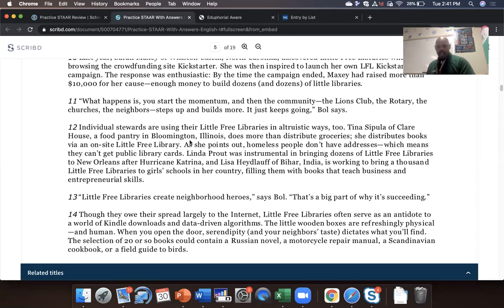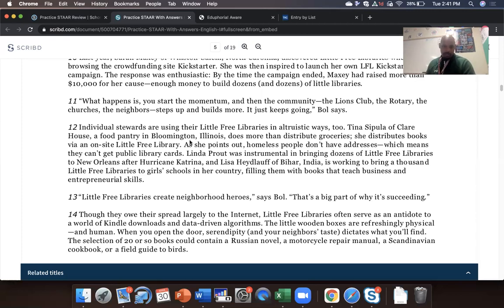So now that we know that, if we look at the rest of the paragraph, everything mentioned in the paragraph talks about how people are using little free libraries to help others. Tina Sapula does more than distribute groceries. She gives out books. It talks about Linda Prout bringing little free libraries after Hurricane Katrina. So everything after that topic sentence supports what the topic sentence says. I didn't necessarily need to read all of that to gather that information. If I wanted specific information, that's when I read.